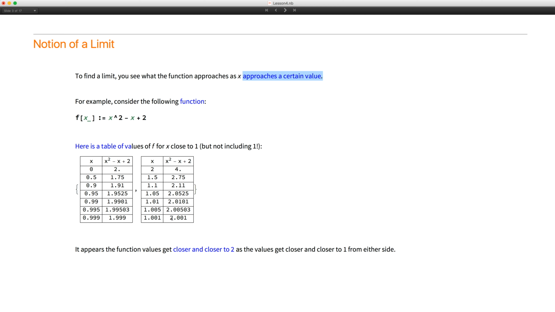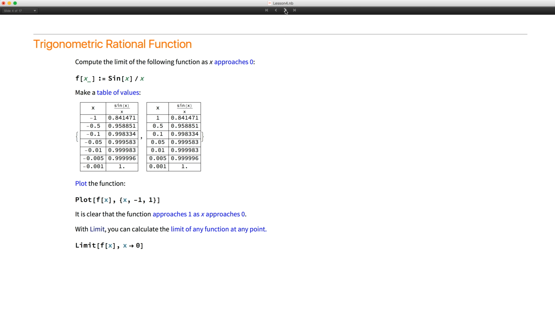So it appears that this function gets closer and closer to 2 as the values of x grow closer and closer to 1 from both sides. So one would then say that the limit of this function when x approaches 1 is 2. So limits are just a way of showing the behavior of a function near a point, but not necessarily at that point.